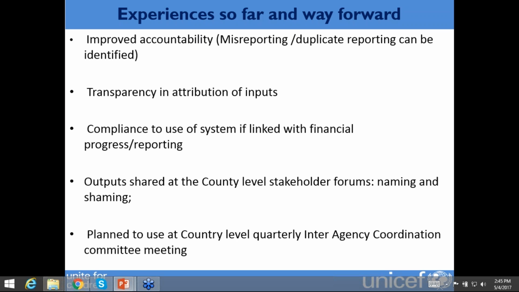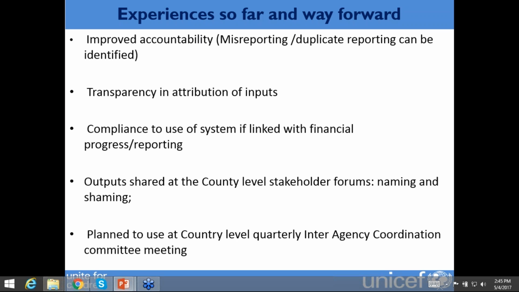And then transparency in attribution of inputs: if some investment has gone, what exactly it has led to, and if the results are there, how it can be attributed, and one can use it for reporting to donors or to the government, to the county assemblies. That has also really helped in leveraging resources from the county government, where they now see what the money is going to, and that is what it is leading the result to.